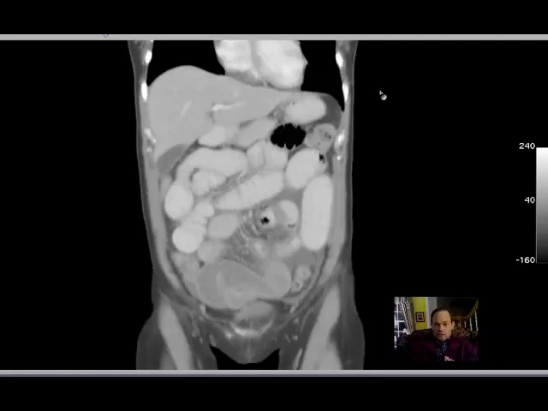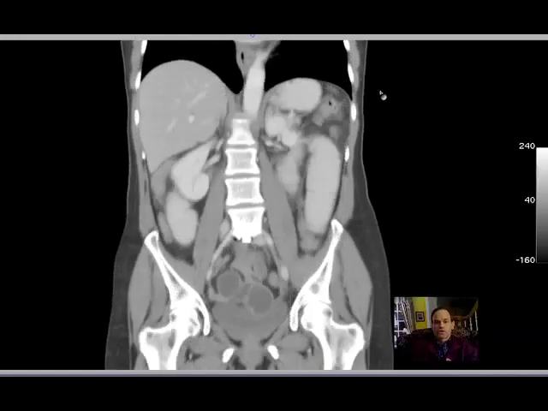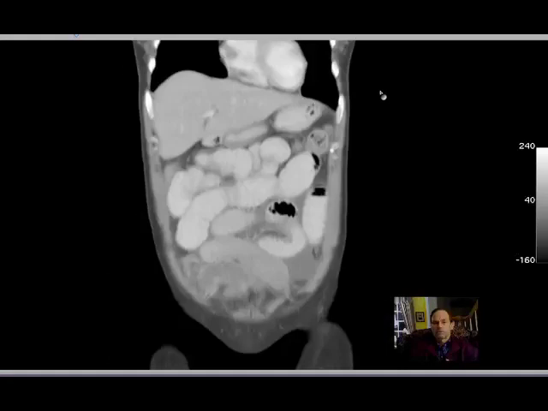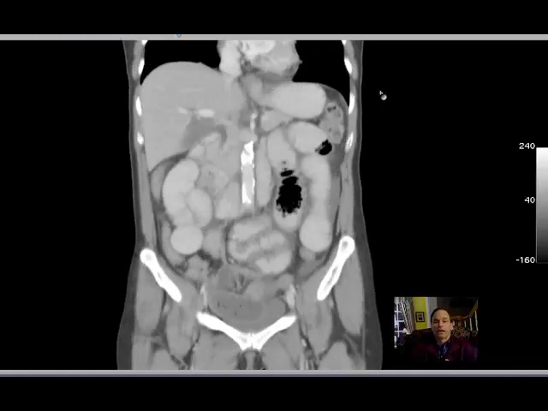This is an example of small bowel obstruction. So this is a coronal series, and if you look at it, you say, okay, looks like there's some dilated bowel. How do you know it's a small bowel obstruction and not just an adynamic ileus?